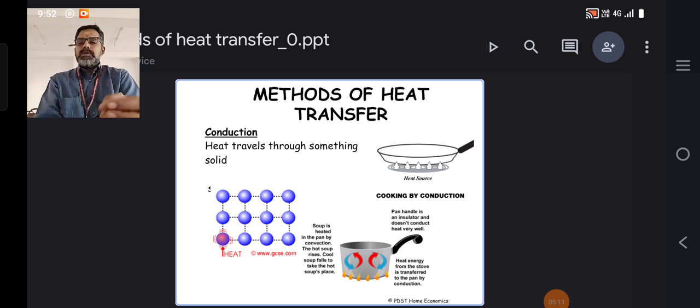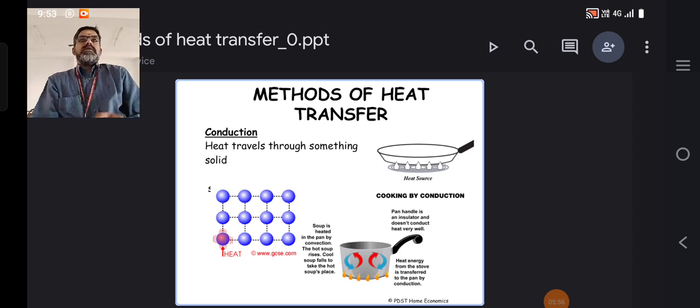That means Q is directly proportional to A, the area, into the temperature gradient or temperature difference, where k is the thermal conductivity. We need to calculate everything so that for a particular area we know how much heat is transferred. Similarly, Newton's law of cooling also has a formula that explains how heat transfers. Similarly, the Stefan-Boltzmann law implies how much radiation is transferred, that means E is directly proportional to T to the power 4. So this is very basic.